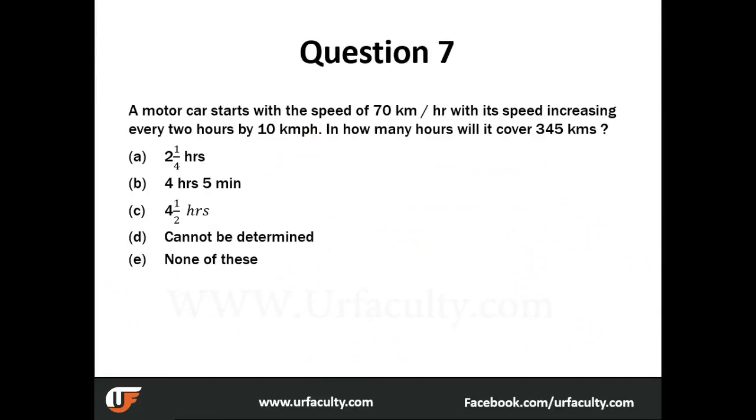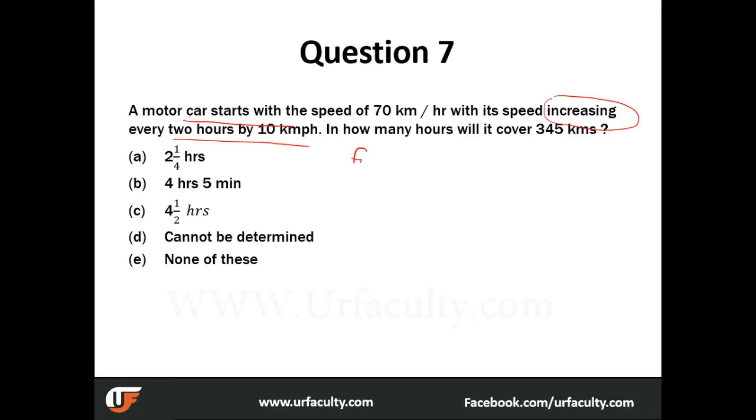A car starts with a speed of 70 km per hour with the speed increasing every 2 hours. Please note this, it's increasing every 2 hours by 10 km per hour. In how many hours will it cover 345 kilometers? Okay. So they are saying that its speed is increasing every 2 hours at 10 kilometers per hour.